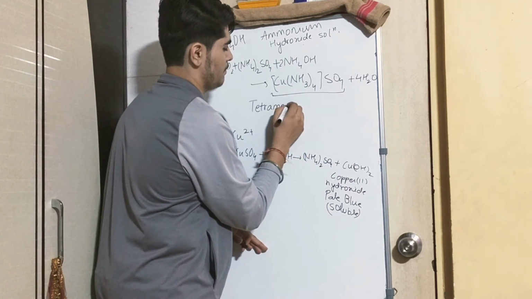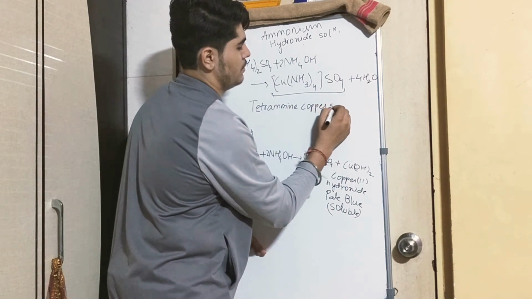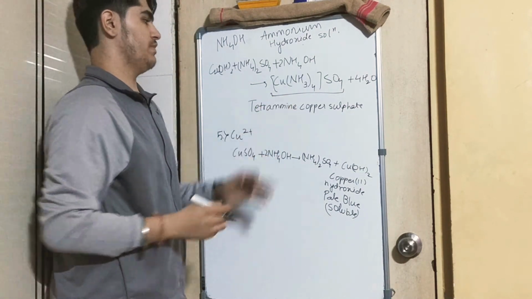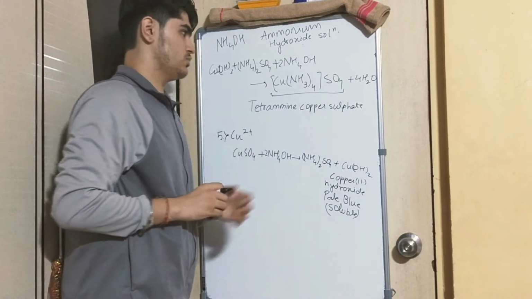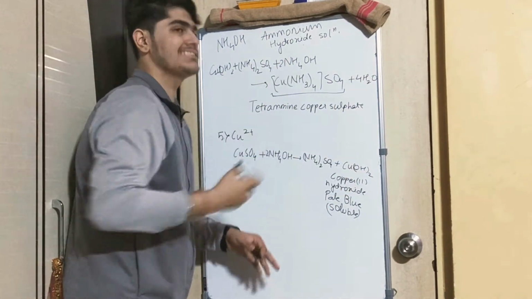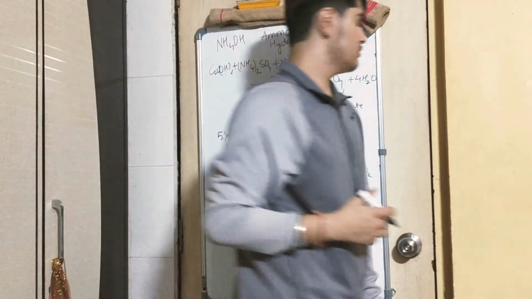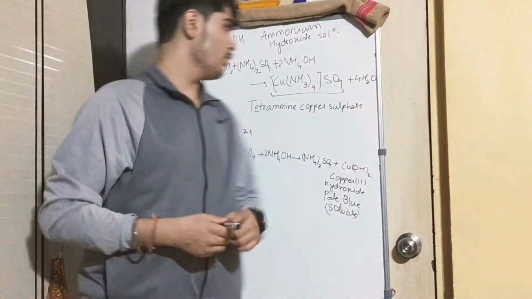And this whole thing is called tetraamine copper sulfate. Tetraamine copper sulfate. This is the name of the clear solution which we get after reacting Cu(OH)2 with excess of NH4OH. Understanding? Copy it down. I hope you have copied it.